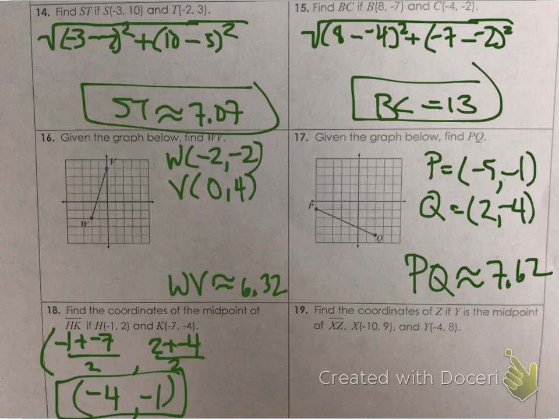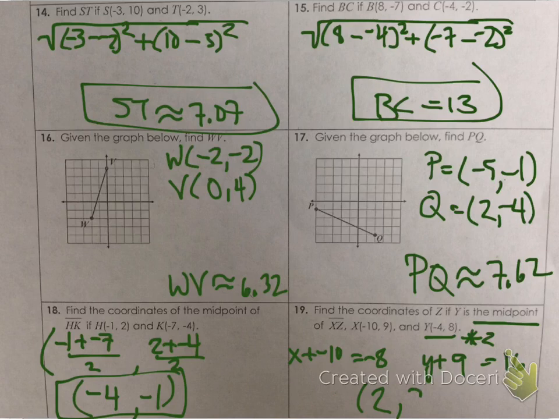Pay attention on this one. Y is the midpoint. Okay, so this is the one where I have to multiply by 2. And I would go x plus, y plus. And again, negative 4 times 2 is negative 8. 8 times 2 is 16. Okay, then I would plug in the x's and the y's, and I could solve, and I would get x is 2 and y is 7. And so this point right here, Z, is 2, 7. That's the other endpoint.